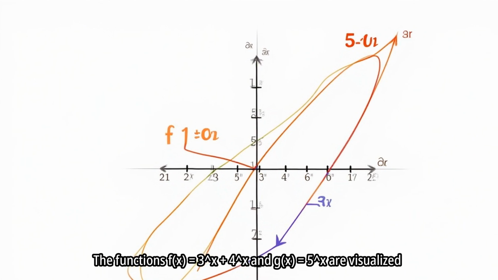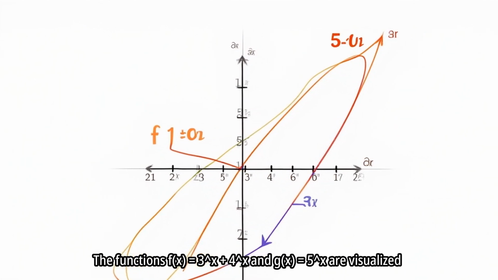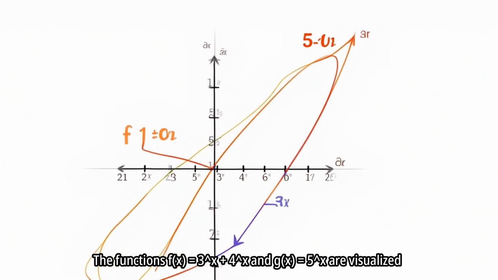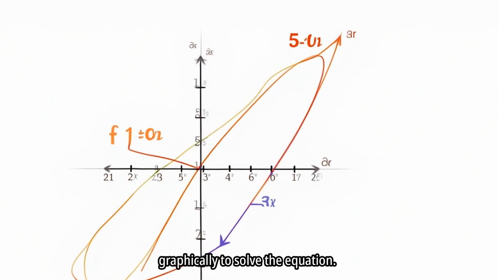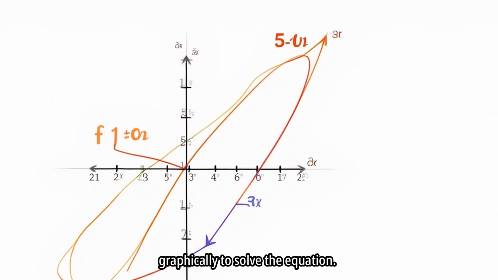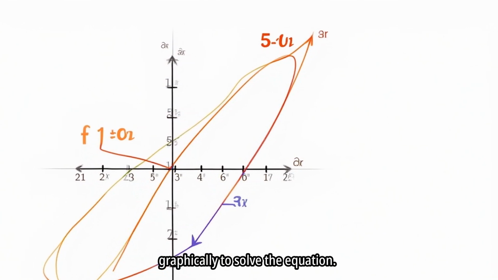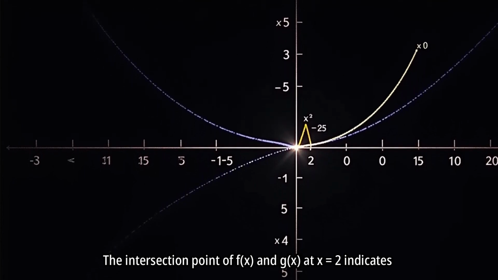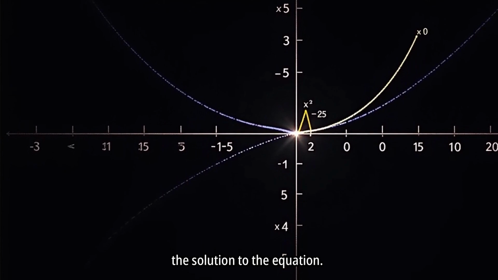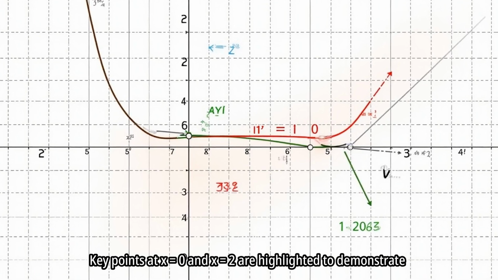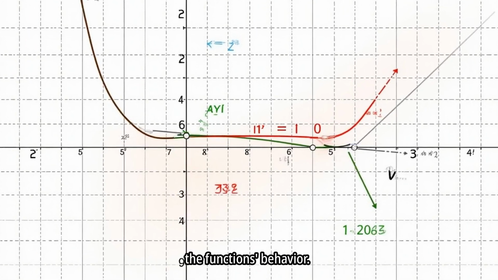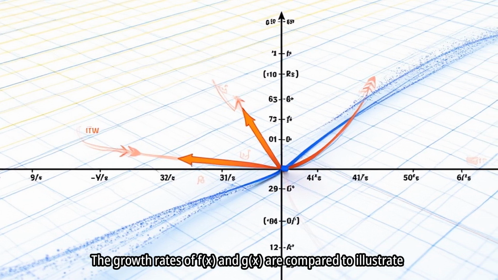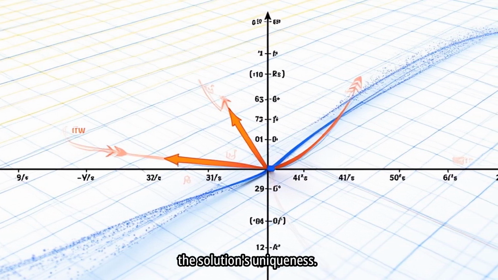The functions f(x) = 3^x + 4^x and g(x) = 5^x are visualized graphically to solve the equation. The intersection point of f(x) and g(x) at x equals 2 indicates the solution to the equation. Key points at x equals 0 and x equals 2 are highlighted to demonstrate the functions' behavior. The growth rates of f(x) and g(x) are compared to illustrate the solution's uniqueness.